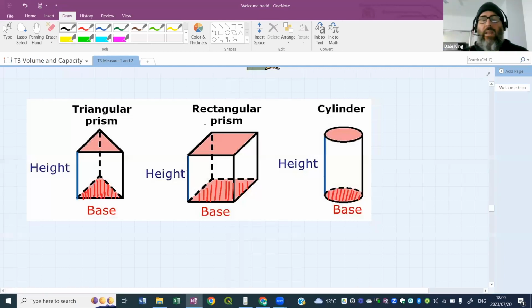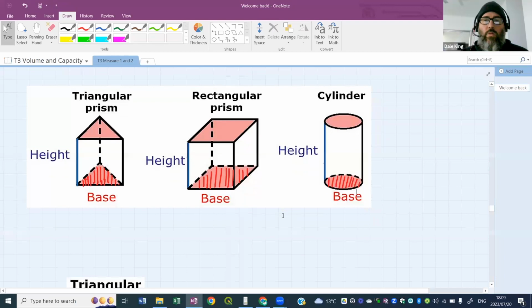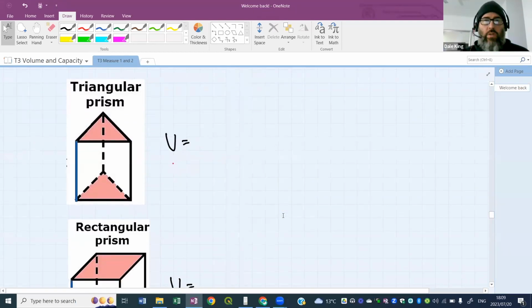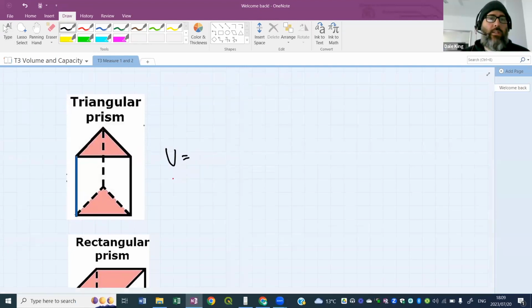Okay, so let's see us creating these formulae. Now, you don't have to remember these. These will be given to you, but it's good to see how we build them so you can understand all the letters that are inside there.